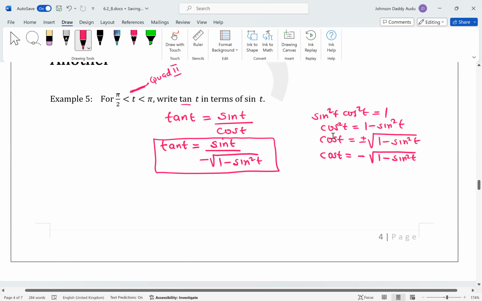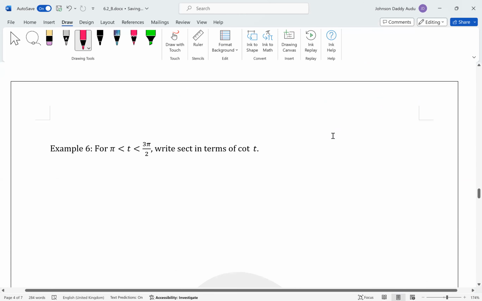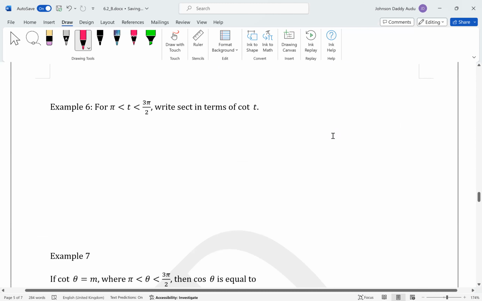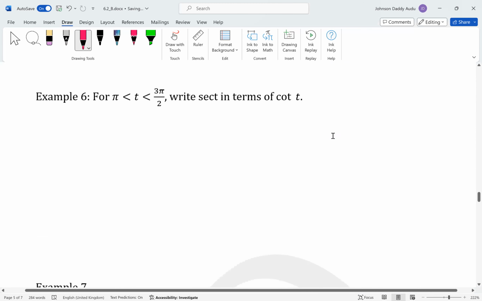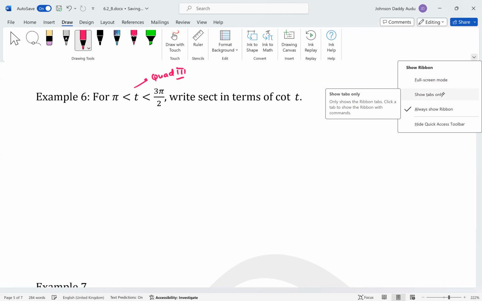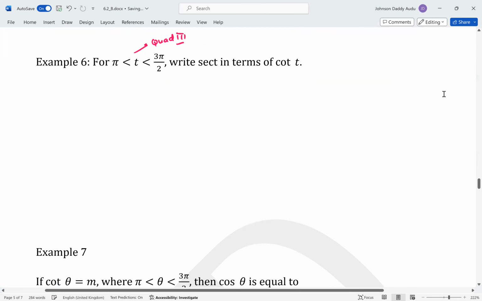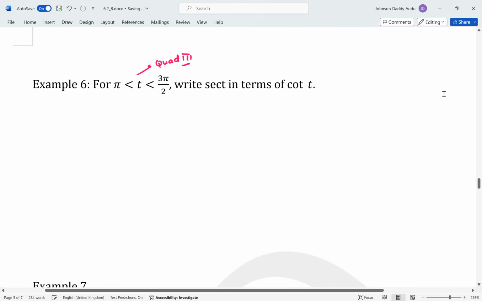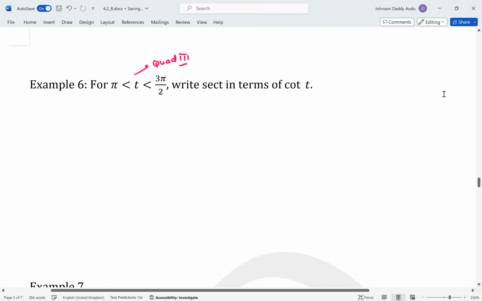All right. Next is similar. In this example 6, t is between 180 and 270. So this is in quadrant 3, right? The goal here is to write sec in terms of cotan. So let's start with sec.